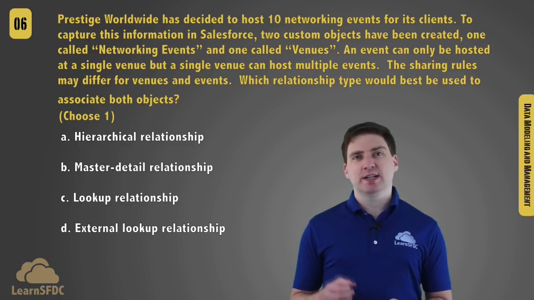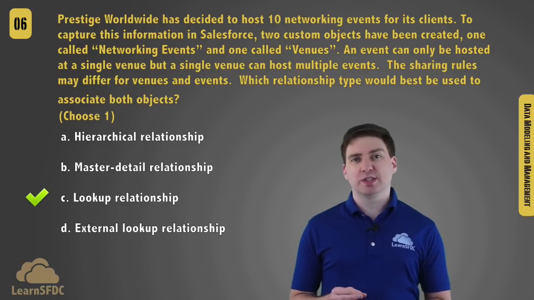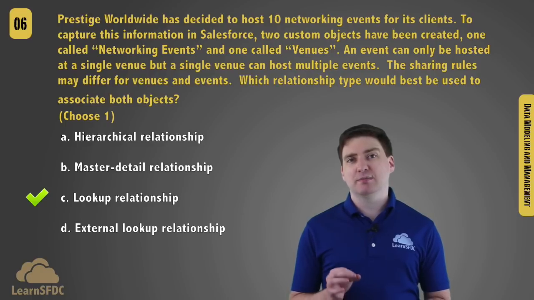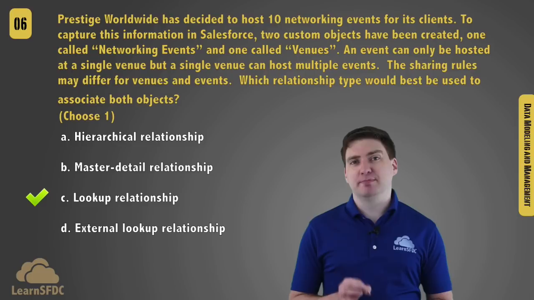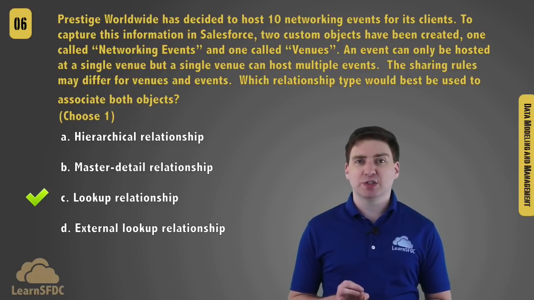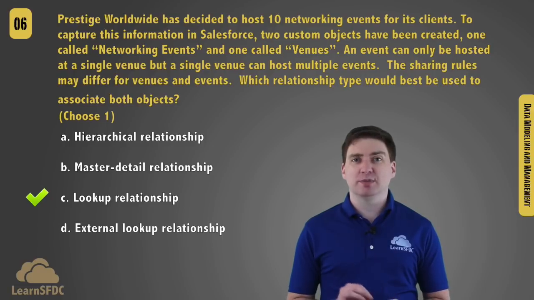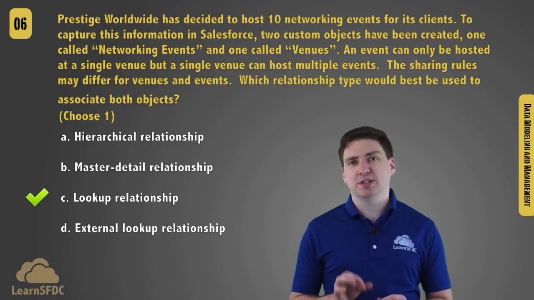The correct answer is C. There are 2 answer choices that could have been feasible: the lookup relationship and the master-detail relationship. A lookup relationship is the best way to associate both objects because in a lookup relationship, the association between objects is optional and records can exist in either object without being tied to the other.